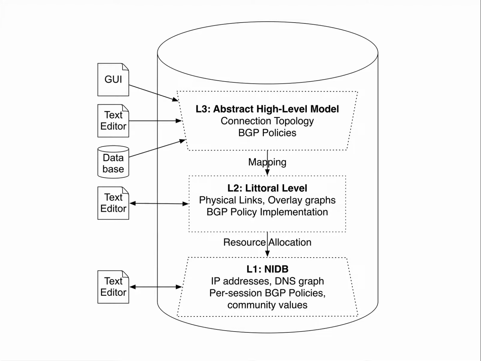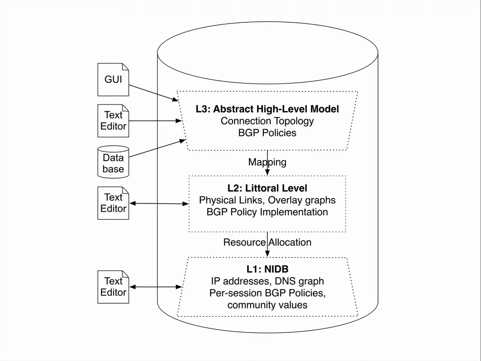At the top level was an abstract high-level model. This provided the connection topology. On this, BGP policies could be added. The difference now was this abstract high-level model was graph-based. This allowed imports from a number of different formats instead of having to configure them using the Python-specific syntax. This enabled input from a GUI, such as a yEd editor, a text editor, or a database. This is important as network data can be represented in different formats.